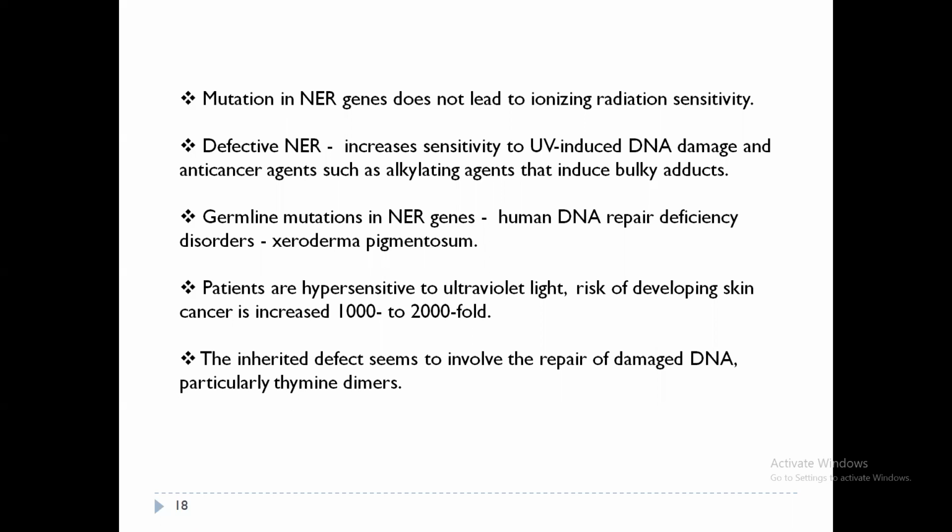So these patients, xeroderma pigmentosum, are hypersensitive to ultraviolet light. They have an increased risk of developing skin cancer, 1,000 to 2,000 fold, and this inherited defect seems to involve the repair of damaged DNA, particularly thymine dimers.